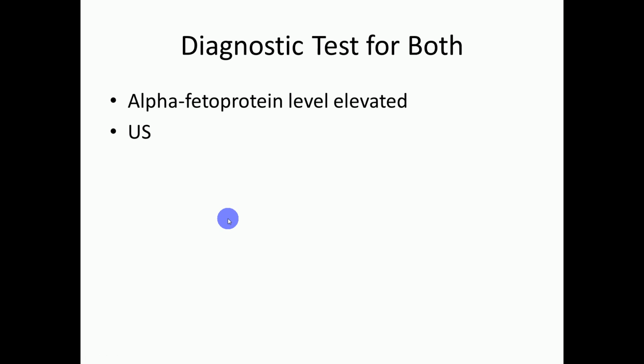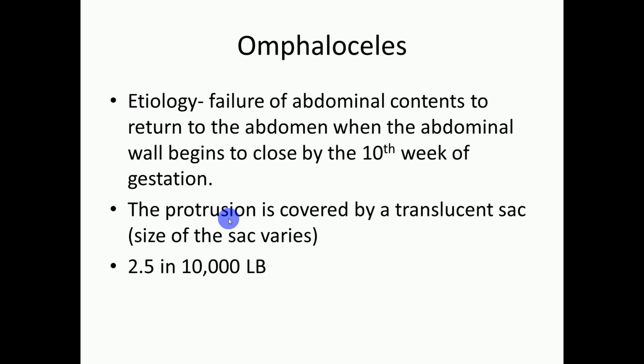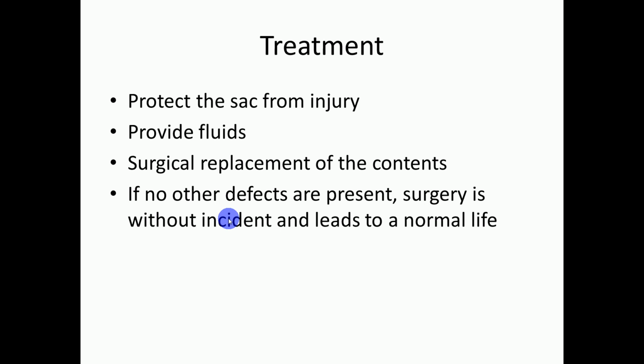Now, you can see this in utero, but sometimes parents don't go for all their visits. If they do this and know they have it ahead of time, they will plan a C-section. Omphalocele is a failure of the abdominal contents to return to the abdomen by the 10th week of gestation. And they're going to have a protrusion, and it usually does have a translucent-like sac over it, and the size of the sac is going to vary. Our main goal is to protect that sac from injury, to provide fluids, and then they're going to have surgical replacement of those contents, and you're going to watch them for signs and symptoms of complications. Now, with surgery, most of these heal without incident, and they can lead a normal life.